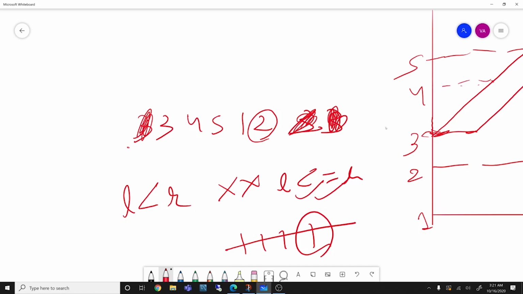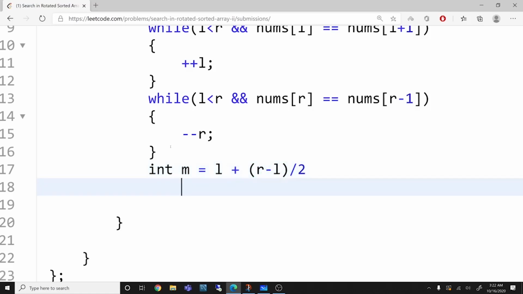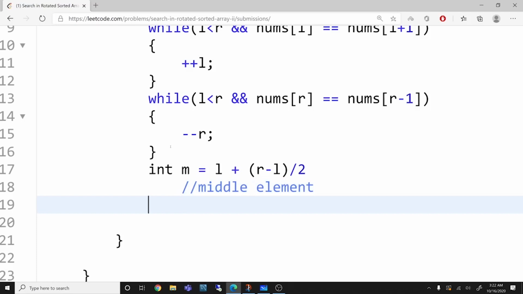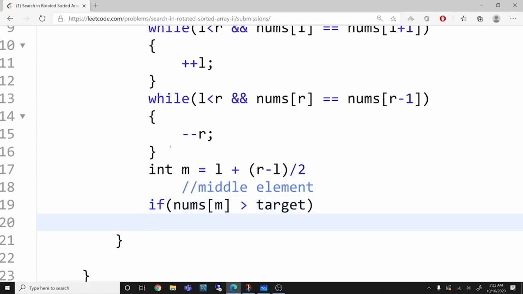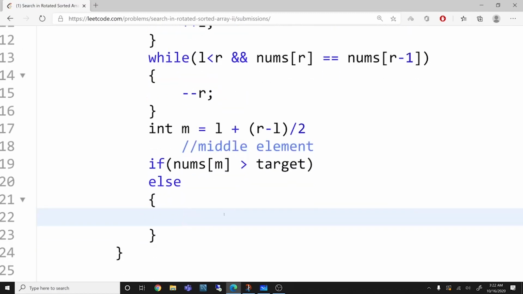So let's look at the next part of the code. First of all, I need to define int m is equal to L plus (R minus L) by 2. This is calculating the middle element. Now, on the basis of this middle element, what are the two conditions? The first condition is if my nums of m is greater than the target, or it can be less than the target, then we have to do something.